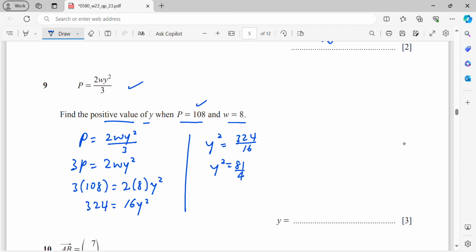That's your y squared. And now when you look at the question, we need the positive value of y. So instead of writing y is plus or minus square root of 81 over 4, we just directly consider the positive square root of 81 over 4, because the question mentioned clearly that you need to find the positive value of y. Therefore, this is 9 over 2. So that's your y value.